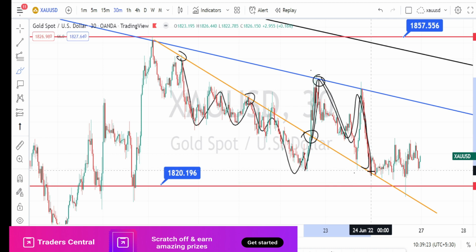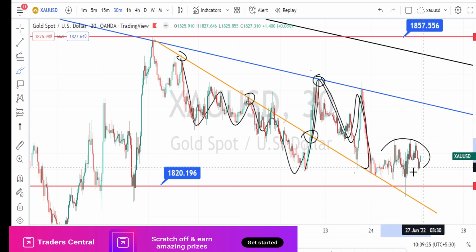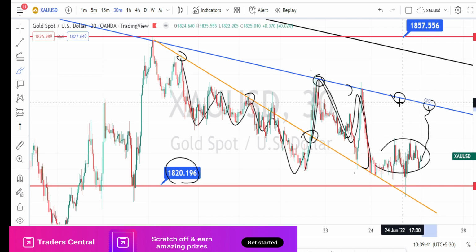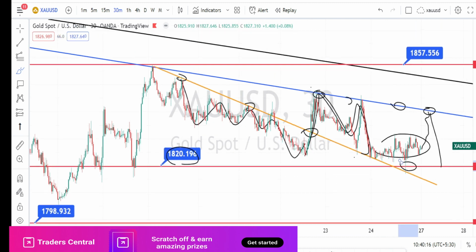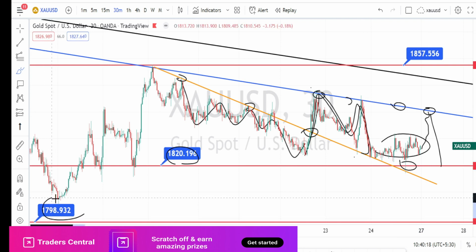Then we are noticing the price action is consolidating within this support level of 1820 and the resistance line from the hourly time frame. So if the price action trends on the bullish side also, we can again expect the price action to bounce back from this resistance line from the hourly time frame on the bearish trend reversal. And if the price action breaks this support level of 1828, the next level of support is going to be the higher time frame support level of 1798.